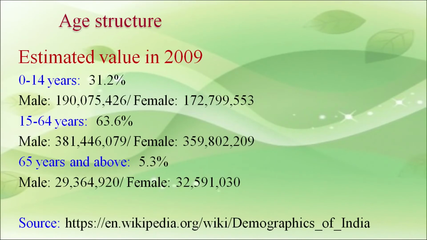The estimated values in 2009 are: 1 to 14 years, 31.2%; 15 to 64 years, 63.6%; 65 years and above, 5.3%. These sources are taken from Demography of India, Human Population, Urbanization and Environment.